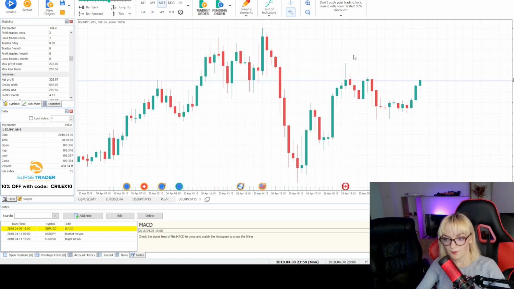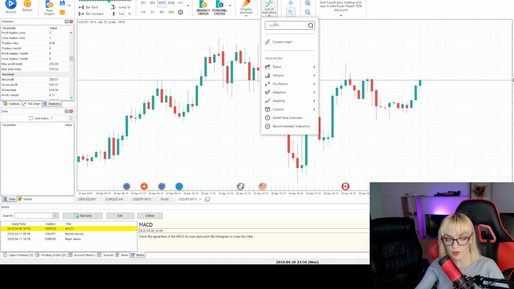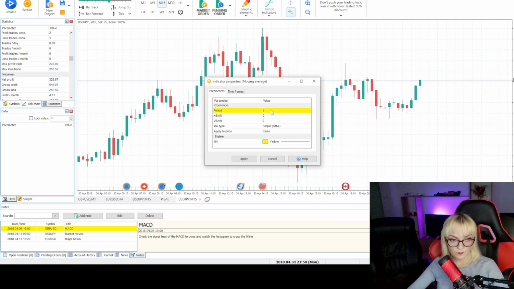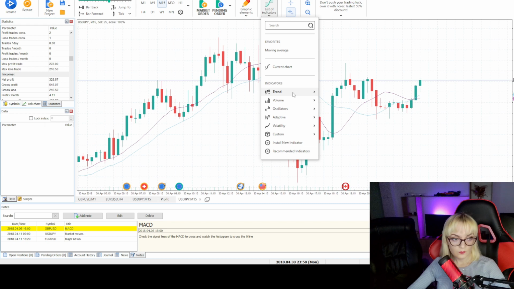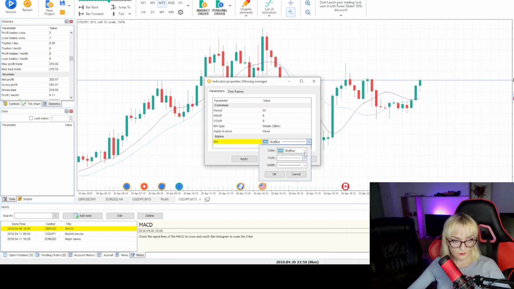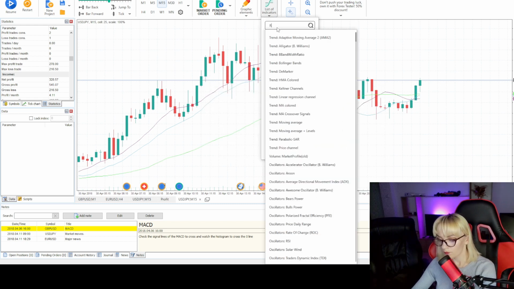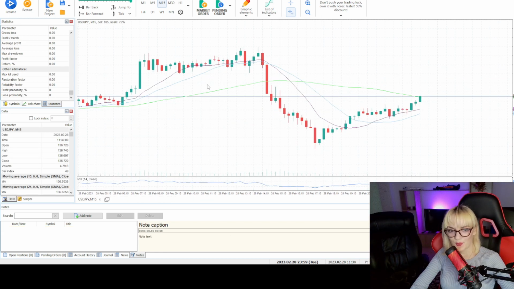And here we are. When you are backtesting, you can add as well your indicators if you need, and as you probably know, I need indicators for my strategy, so I'm going to add them now. Okay, so these are my indicators, the 13, 21 and 55 EMA, as well as the RSI.